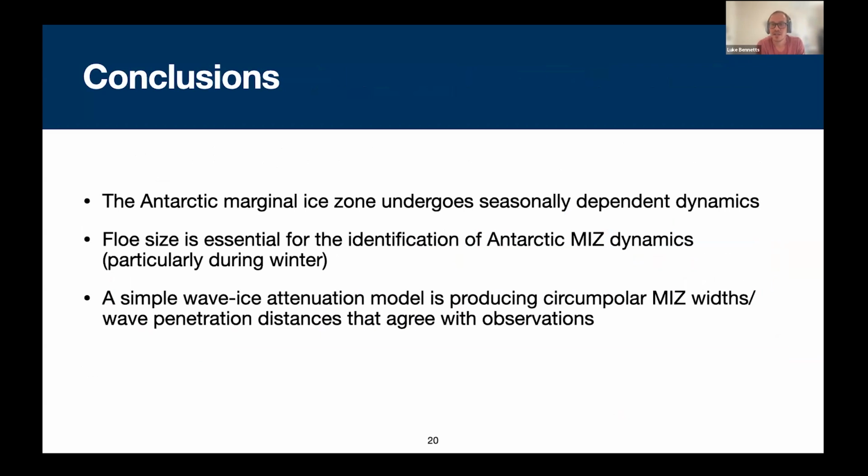Okay, and here are the conclusions. I've run out of time, so maybe I can just take a question or two to finish with.